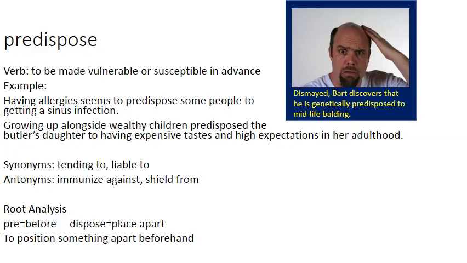Pre means before. Dispose means to place something apart or away, or to separate it out into a different category. So predispose means in advance to set something up in a specific category. Consider our friend Bart here in the picture. Bart was born with the genetics that would determine later in life that he would go bald. In other words, in advance, by virtue of his birth and his family background, he was already set apart or placed in a category of people that would lose their hair.